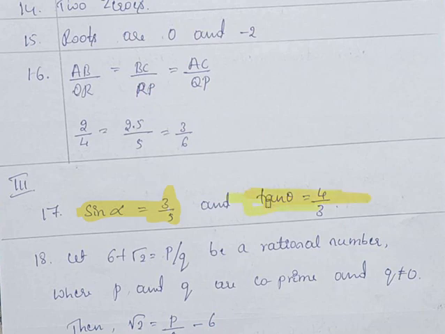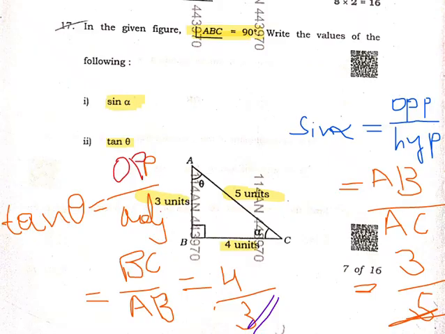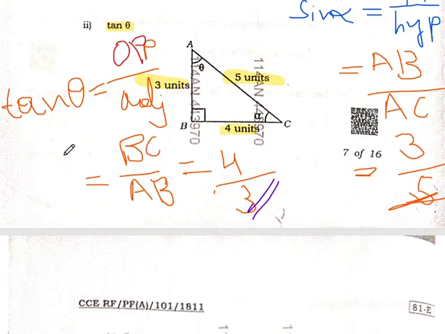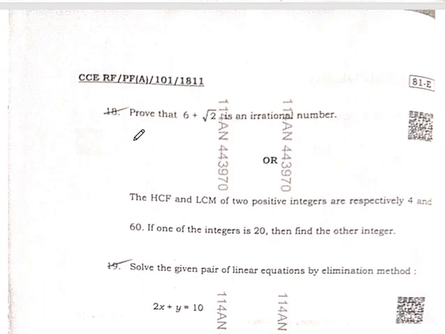How it is 4 by 3, I explained there. So we move to the next question, that is the 18th question. Prove that. This is a compulsory question; every year they ask this type of question. They will give one irrational number, and you have to prove that it is irrational.